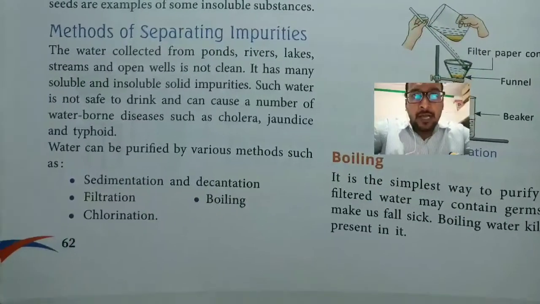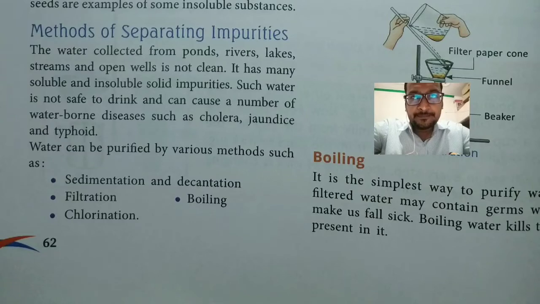Then we will study about methods of separating impurities. Impurities like impure water, how to filter it, how to purify it. We all are using RO system at our home, water purifier. What is that? That is also a method of separating impurities from water. So water can be purified by various methods which is given here: sedimentation and decantation, which goes on together, that we will tell you, filtration, boiling, chlorination.